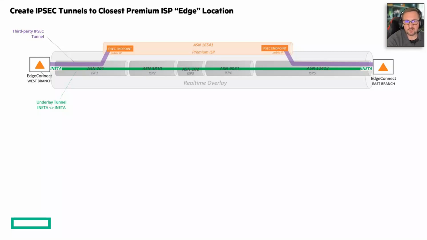This will be geographically located. So maybe the West Coast EdgeConnect is going to connect to an AWS on-ramp in California, and the EdgeConnect at the east branch on the right is going to connect to an IPsec endpoint in Virginia, potentially. All of the space in between the two is the premium ISP's backbone. It's their network. There are no hops. It's highly optimized.